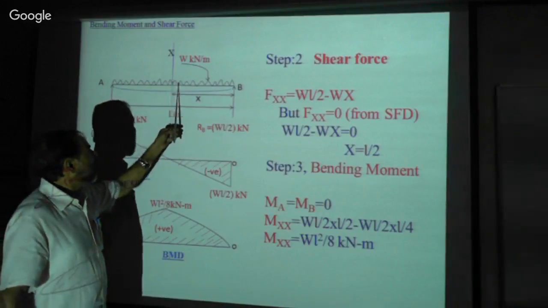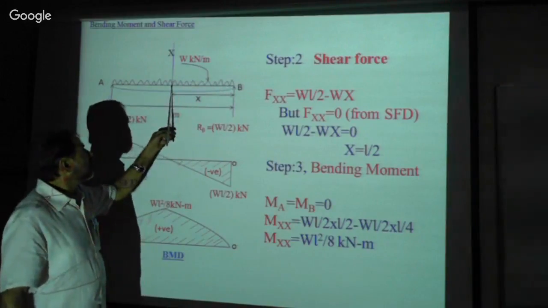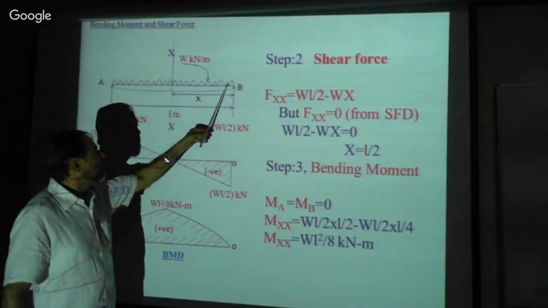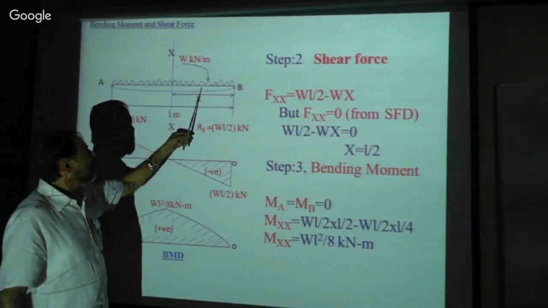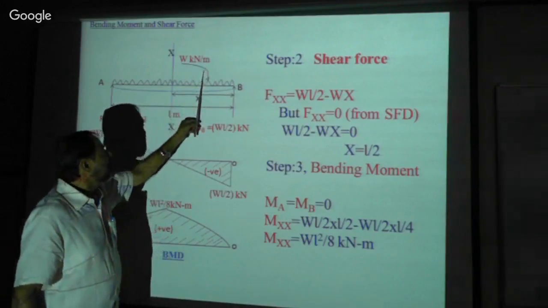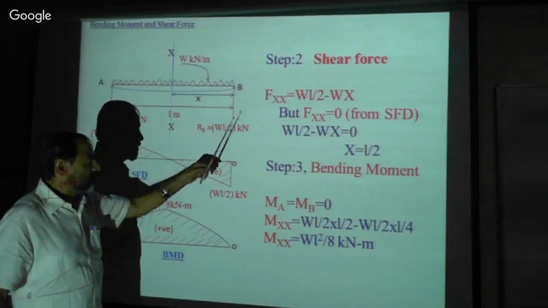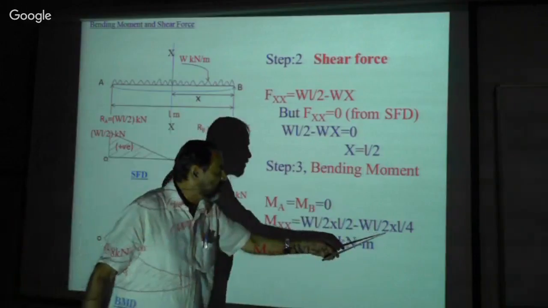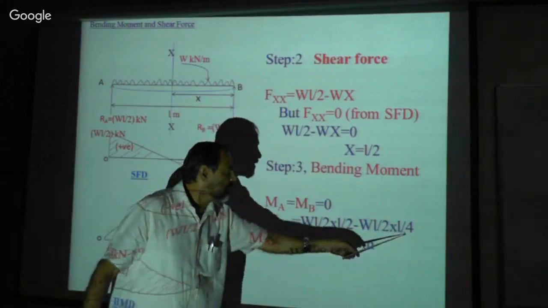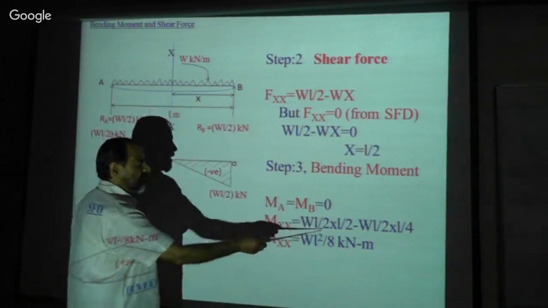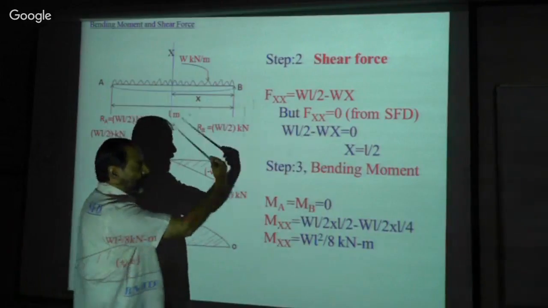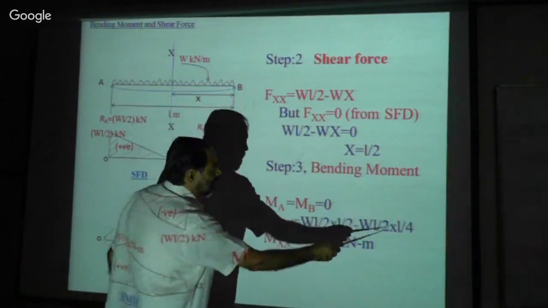And the bending moment due to this force, that is WL by 2, is the half. And where is it acting? It is symmetric, it is acting at the center. That means it is L by 4 distance. That is what we have written. This is the intensity of the load and this is the distance. Now this is the anti-clockwise moment, and this is the clockwise moment.